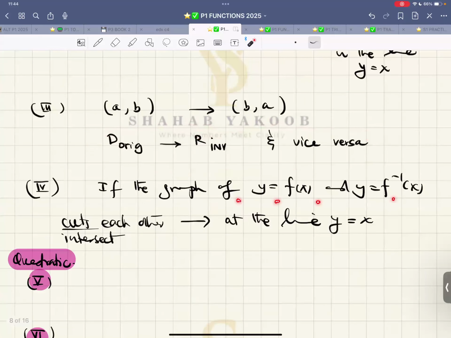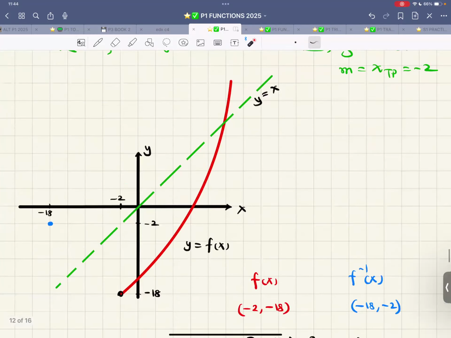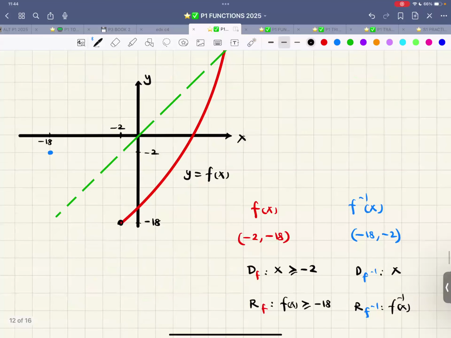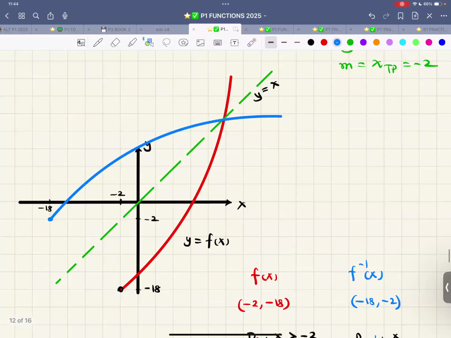If the graphs of f(x) and f inverse cut each other, they will cut at the line y equals x. So let's go back over here. So now the coordinates are flipped, negative 18, negative 12. Let me choose a blue marker and draw it like this so that it intersects over here as accurately as possible. I think that's very nice. So now black marker, y equals f inverse x. That is the blue color thing.